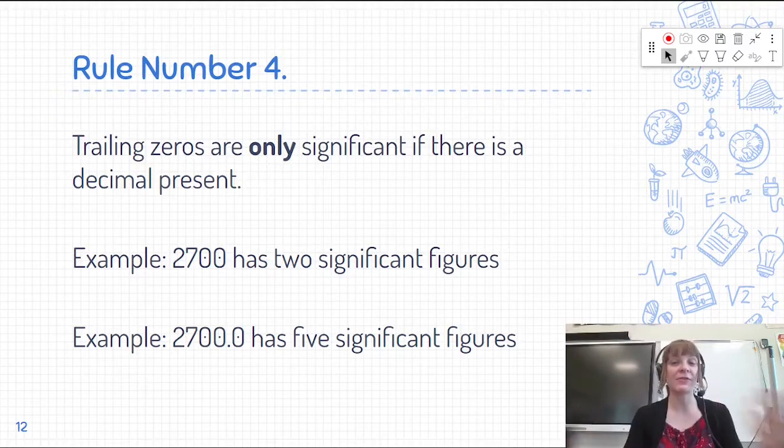And there you have it. Those are the rules of significant figures. 4 simple rules. They are a little confusing to begin with, but with practice, I'm sure you're going to get the hang of this.